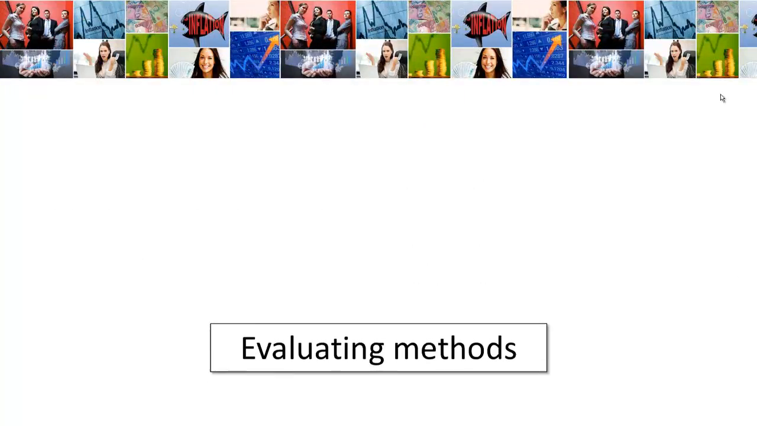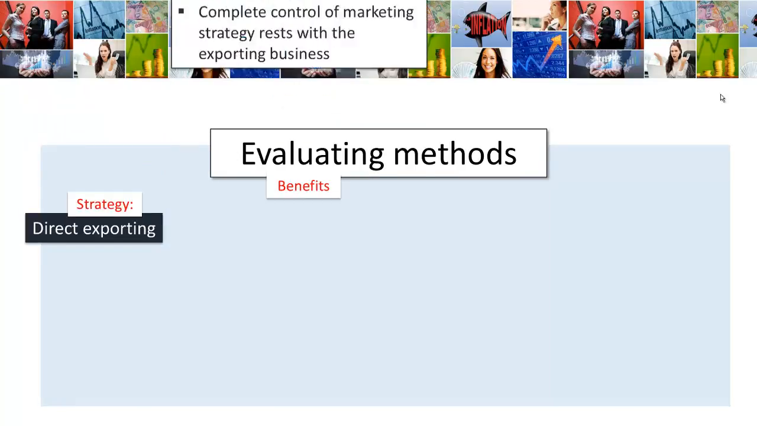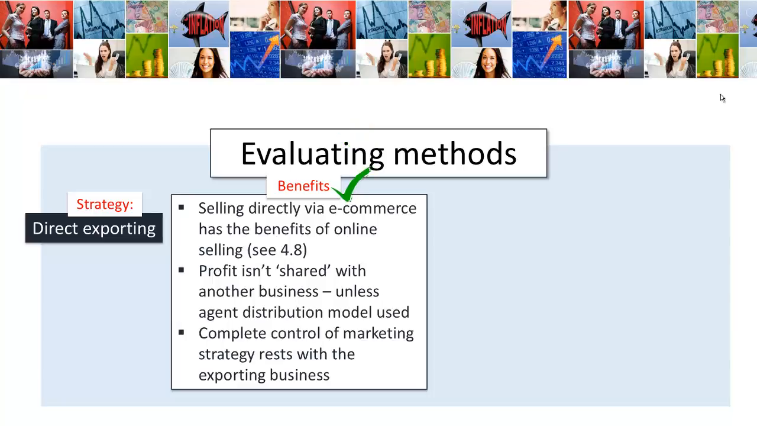So all are different entry methods into international markets. So what's good and what's not so good about these different methods? Direct exporting has the benefits. Selling directly via e-commerce has the benefits of online selling. The profit isn't shared with another business. And complete control of the marketing strategy rests with the exporting business.